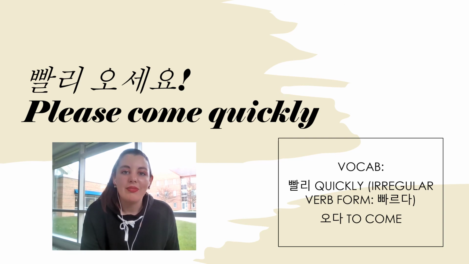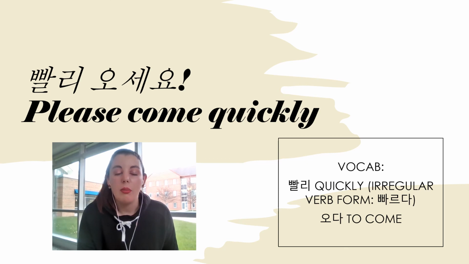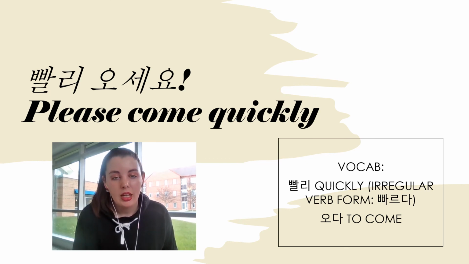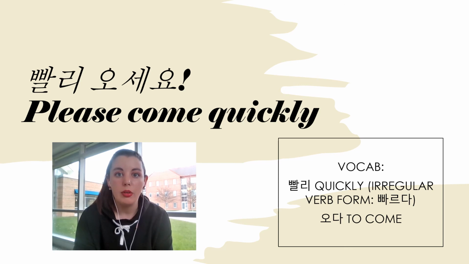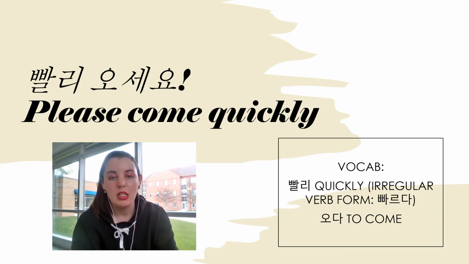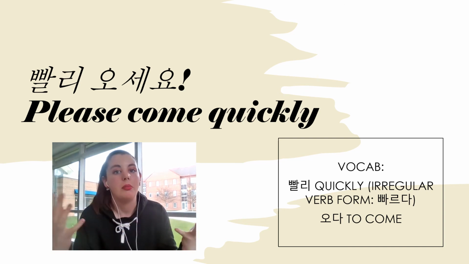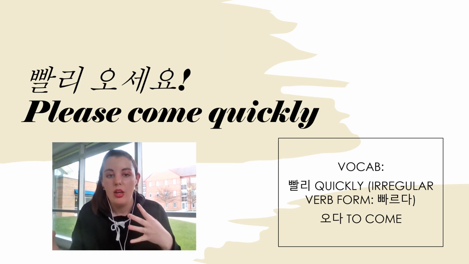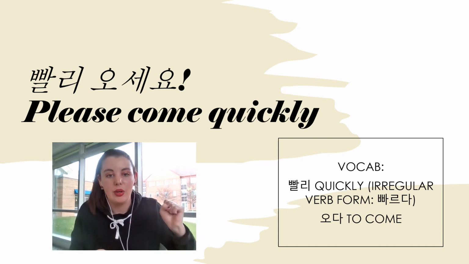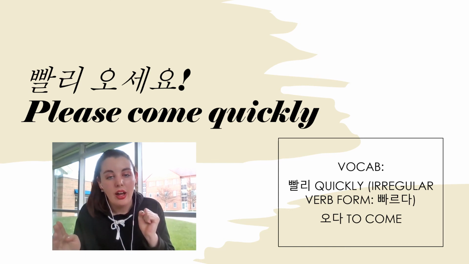빨리 오세요. 빨리 means quickly, and then 오세요 is from 오다, which means to come. So we talked about 주세요 before, right? 주세요 means please give me something. That comes from the verb 주다, right? So in this case, 오세요. So if you add 세요 to something, it just means please do something. Please come, please go. If you took 하다 and you made it 하세요, then it means please do, right?